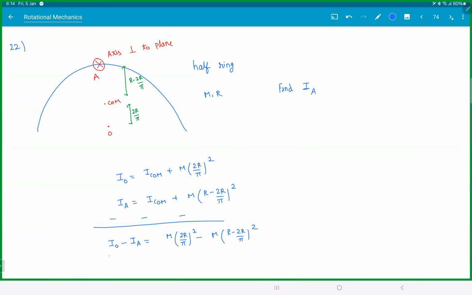IO value I know already. IO is mr square minus IA. This thing can be written as a square minus b square. So this is r into 2r by pi minus this thing into r minus 4r by pi. So you end up with IA is equal to 2mr square into 1 minus 2 by pi. That's your answer.